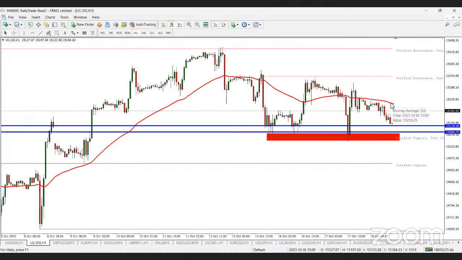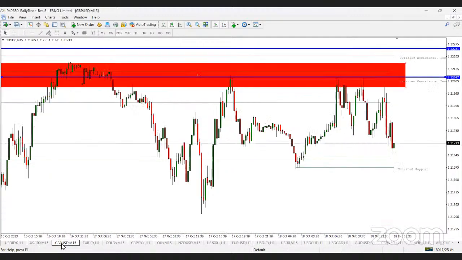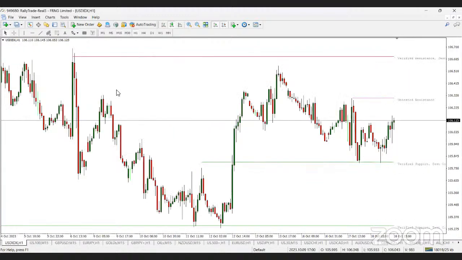Do you see this 50 period moving average? As I told you, on 15 minutes, please use it on 15 minutes to monitor and determine whether to enter a buy or sell for US 100. But for US 2000, with the momentum with which it is falling down, I feel like a sell is what I would advise.